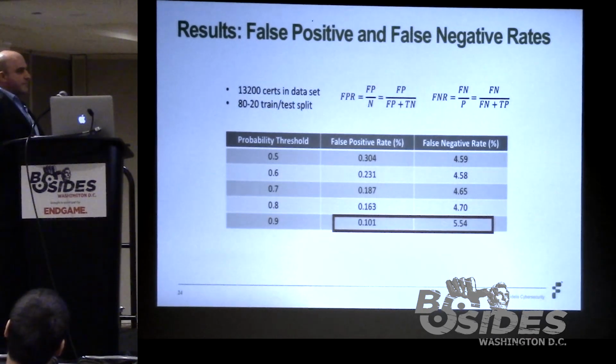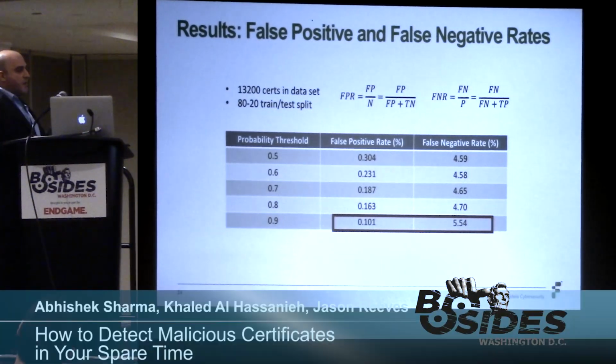A 0.1% false positive rate means that if you have 1,000 benign certs, the classifier will tell you that one of them is malicious. In return, 5%, or 5.5%, means that out of 100 malicious certs, you will miss 5 or 6. It will tell you they are not malicious. So this is what the numbers mean, and this is a trade-off.